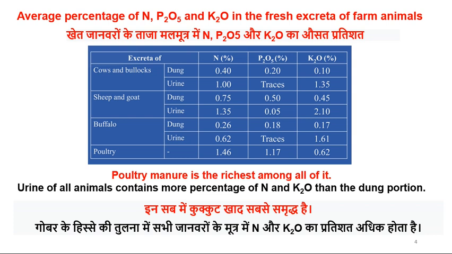This is the average percentage of nitrogen, P2O5 and K2O in the fresh excreta of farm animals. We can see poultry manure is the richest among all of them, and urine of all animals contains a higher percentage of nitrogen and K2O than the dung portion. The dung portion has a higher percentage of phosphate.